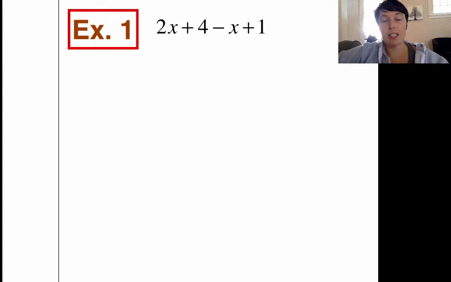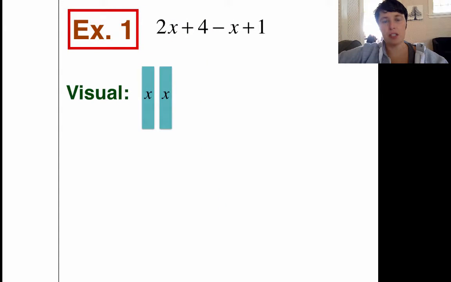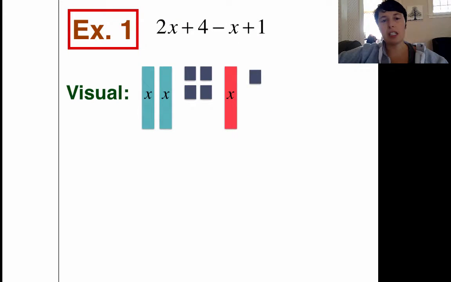We can study this expression. We can draw a visual to represent it. A visual means we can draw the algebra tiles. We can think about what's 2x, what's plus 4, what's a minus x, and what's a plus 1. So here's what 2 x's would look like if you grabbed your algebra tiles. Here's what 4 units would look like. A negative x would be that red side, and a plus 1 would be another one of those little units.